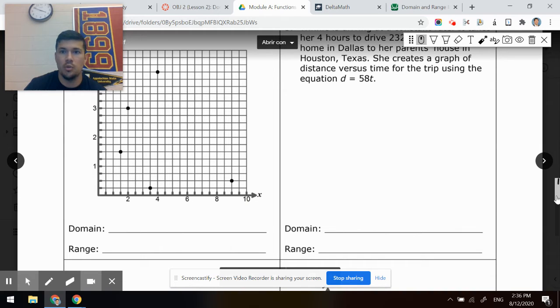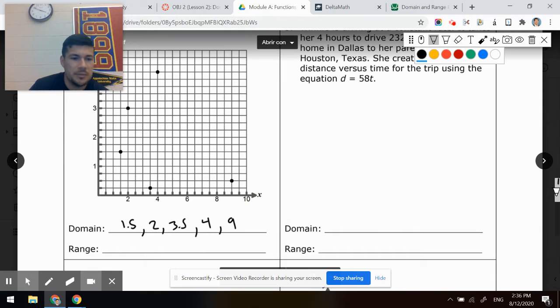All right, so let's try it out. The domain is, looks like I see the value 1.5. Then I've got the x value 2, the x value 3.5, the x value 4, and then my last x value is the x value 9. So that's the domain.